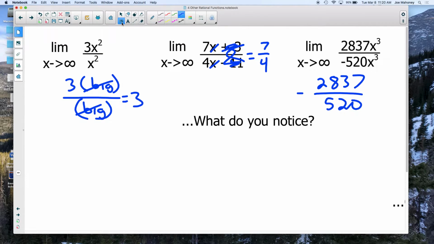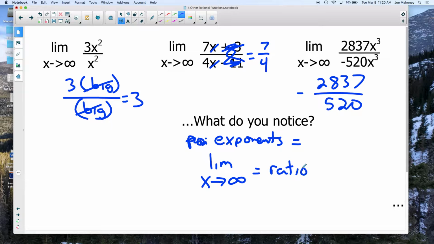I think what we're noticing is when the exponents are equal, that limit as x approaches infinity is equal to the ratio of the largest power. So the ratio is going to be 3 over 1, or just 3. 7 over 4. Negative 2837 over negative 520. What do you think about all that stuff?